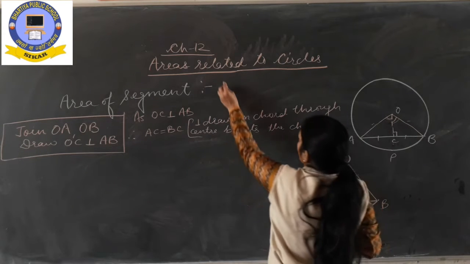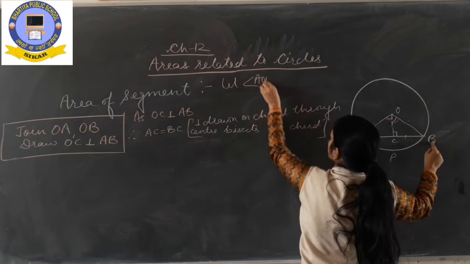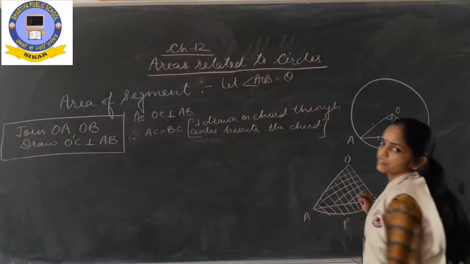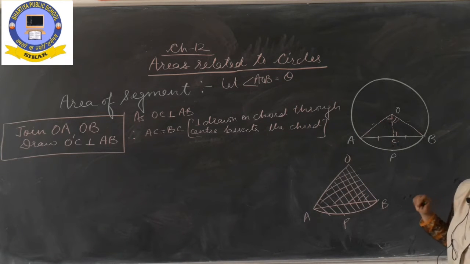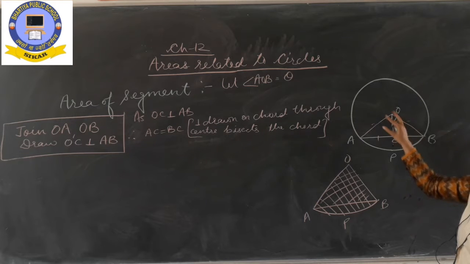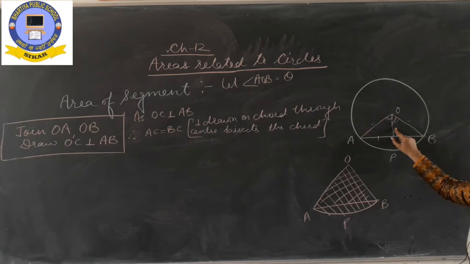So I am considering, let angle AOB I have considered as theta. It can be of any degree, but here the angle is not given as we are deriving a formula. So this angle has been represented as theta. This angle has been represented as theta.